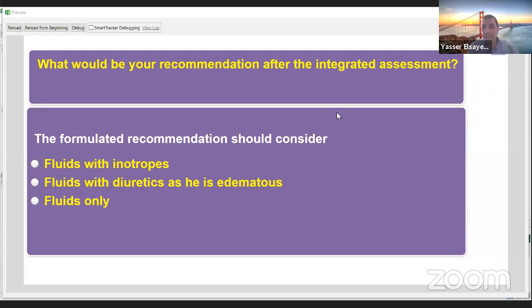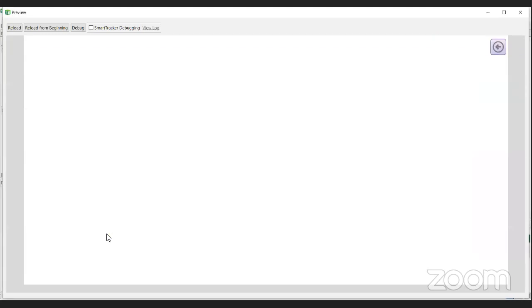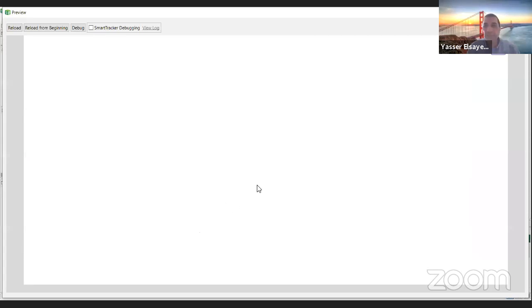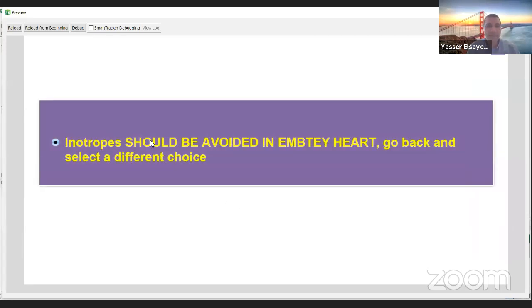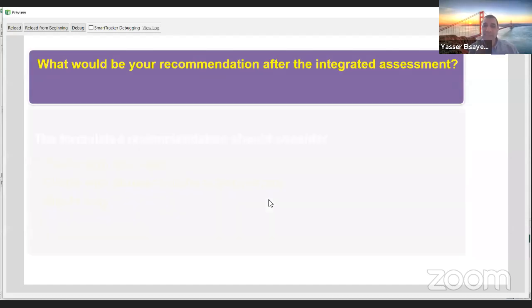Yeah, so the option, as you can see here, is not exactly as written. So it should be fluids with inotropes, because he was not edematous. So we should select fluids with inotropes in this case. Sorry, I think that's mixed between case number 2 and case number 3. Anyway, we need to understand the physiology.